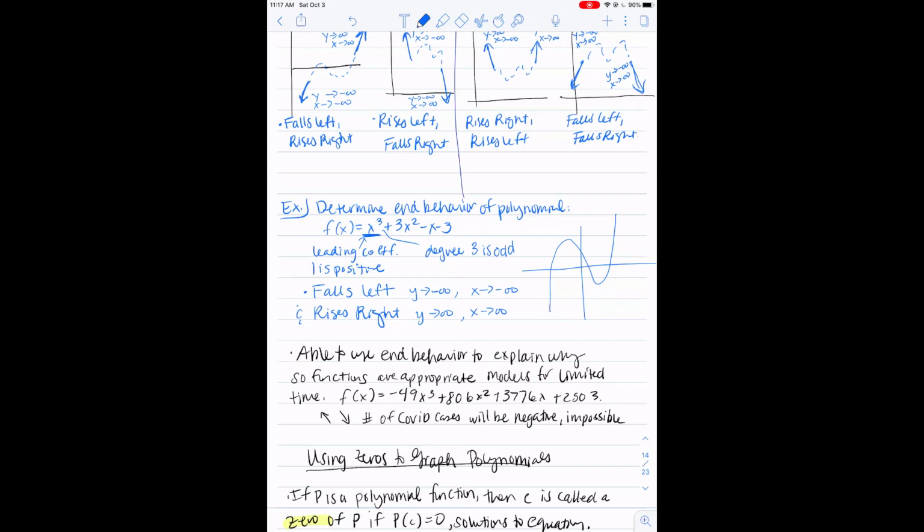In other words, falling left is denoted by y going to negative infinity, and rising right is y going to infinity. The falling and rising are denoted by the y's, and the left and right are denoted by our x's. So the left is as x goes to negative infinity, and the right is as x goes to infinity.